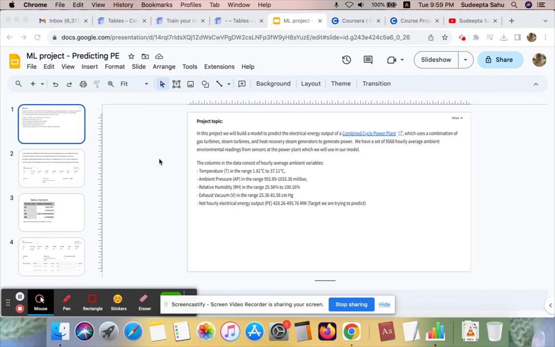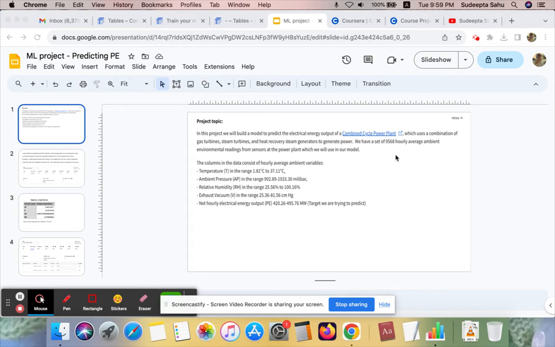As part of the project for the course, we need to build a model to predict the electrical energy output of a combined cycle power plant, which uses a combination of gas turbines, steam turbines, and heat recovery steam generators to generate power. We have a set of 9,568 hourly average ambient environmental readings from sensors at the power plant.